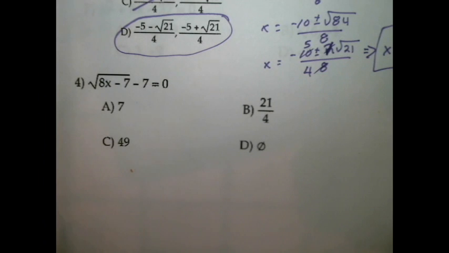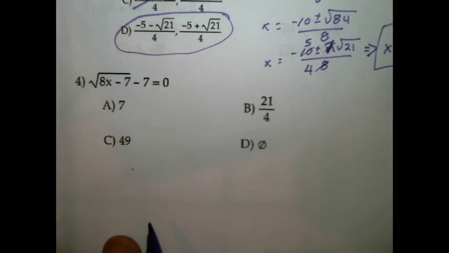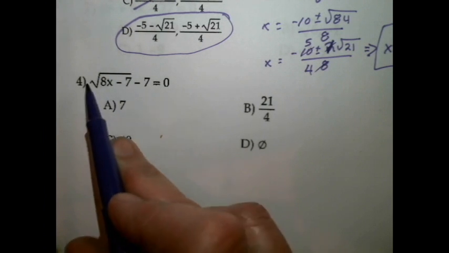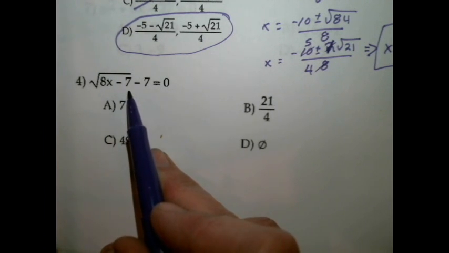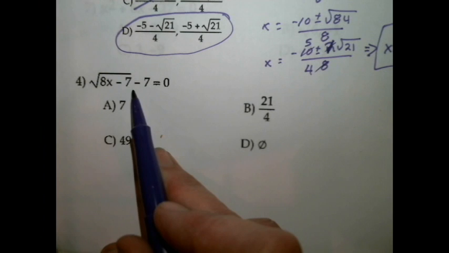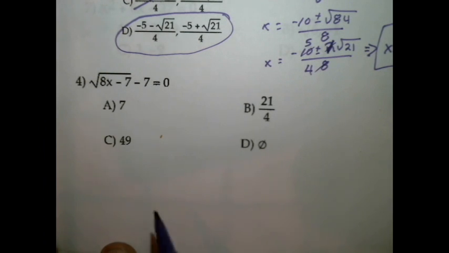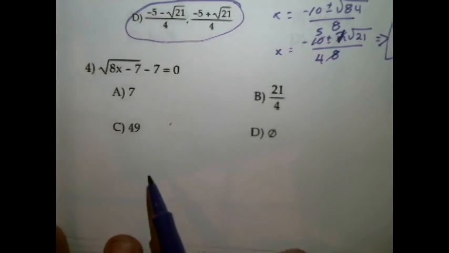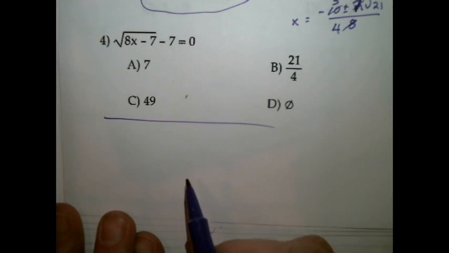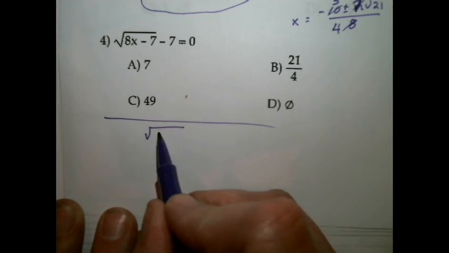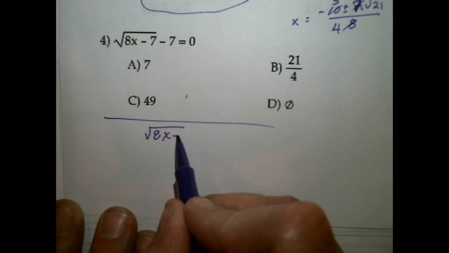Here's number 4. The square root of 8x minus 7 equals 0. In order to solve an equation with a radical, we need to get the radical by itself. Then after that, we can square both sides to get a solution. Here, this is multiple choice. I'm going to do the work right down here so we have room. Square root of 8x minus 7.